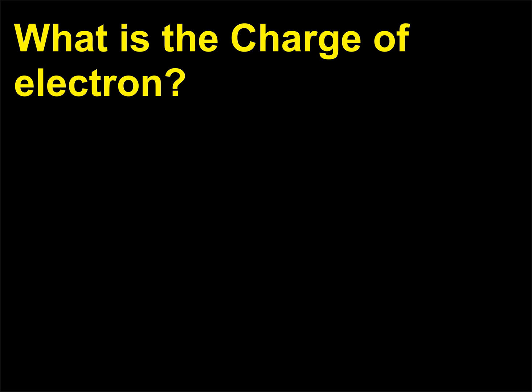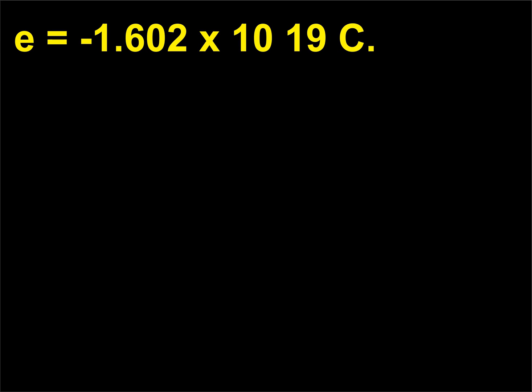What is the charge of an electron? e equals minus 1.602 x 10^-19 C.